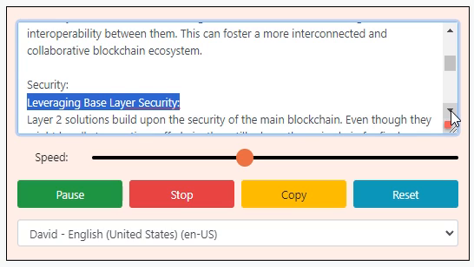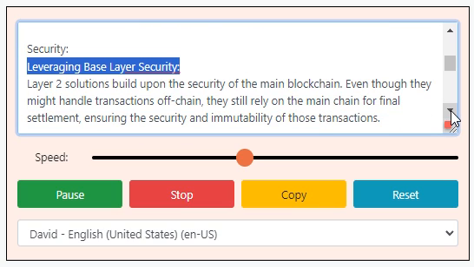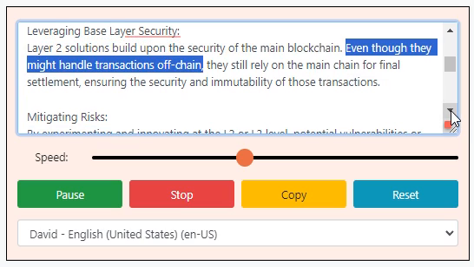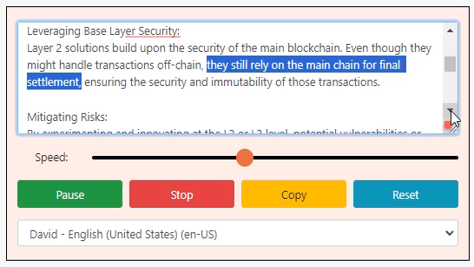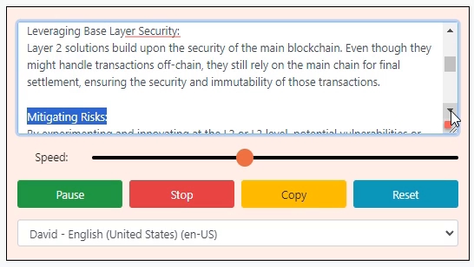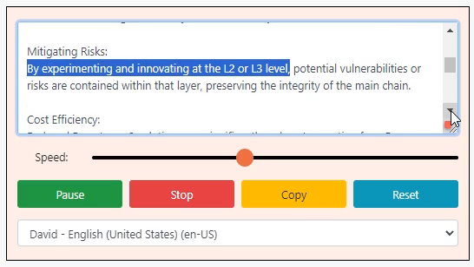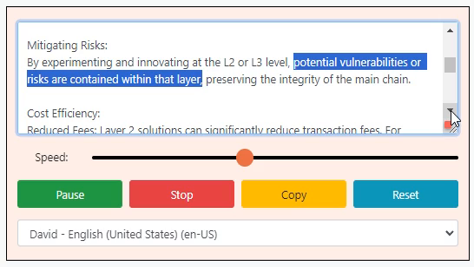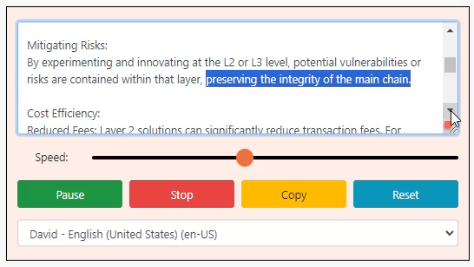Security. Leveraging base layer security. Layer 2 solutions build upon the security of the main blockchain. Even though they might handle transactions off-chain, they still rely on the main chain for final settlement, ensuring the security and immutability of those transactions. Mitigating risks. By experimenting and innovating at the L2 or L3 level, potential vulnerabilities or risks are contained within that layer, preserving the integrity of the main chain.